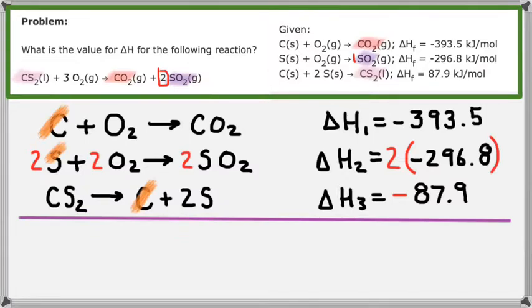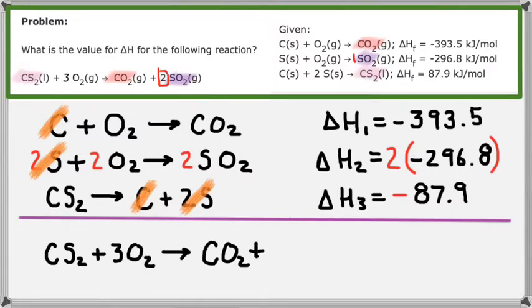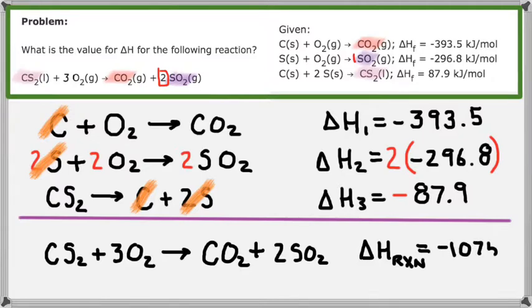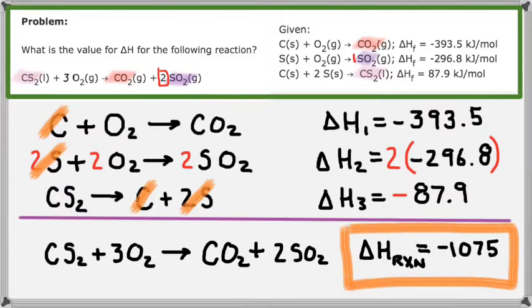The carbons go away, and the sulfurs go away. And now if we add this all together, we get the reaction that we were trying to get, and it all works out nicely. Add up all of your enthalpy values, again being aware of your positive and negative signs, and this one turns out to be exothermic, and negative 1075 is the number of kilojoules you would get from this particular reaction.